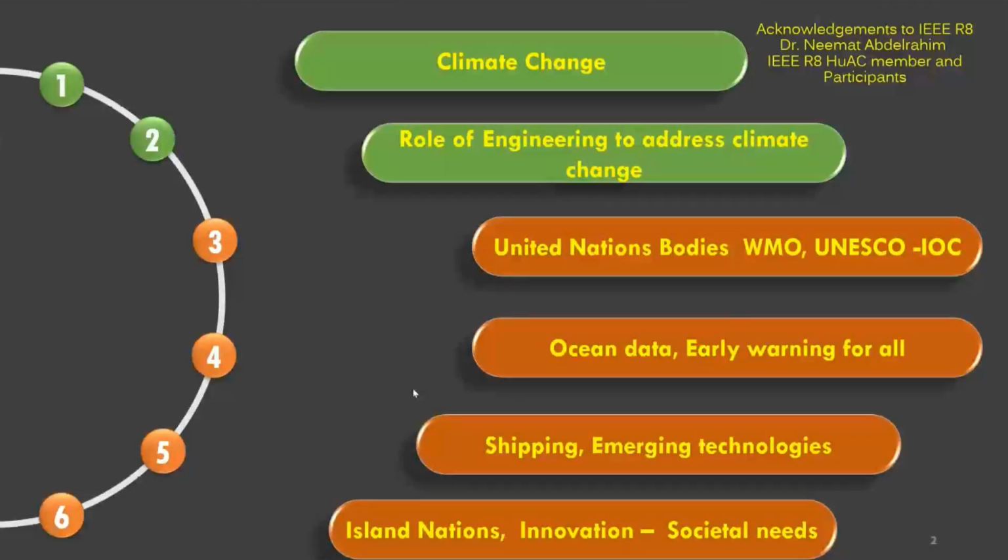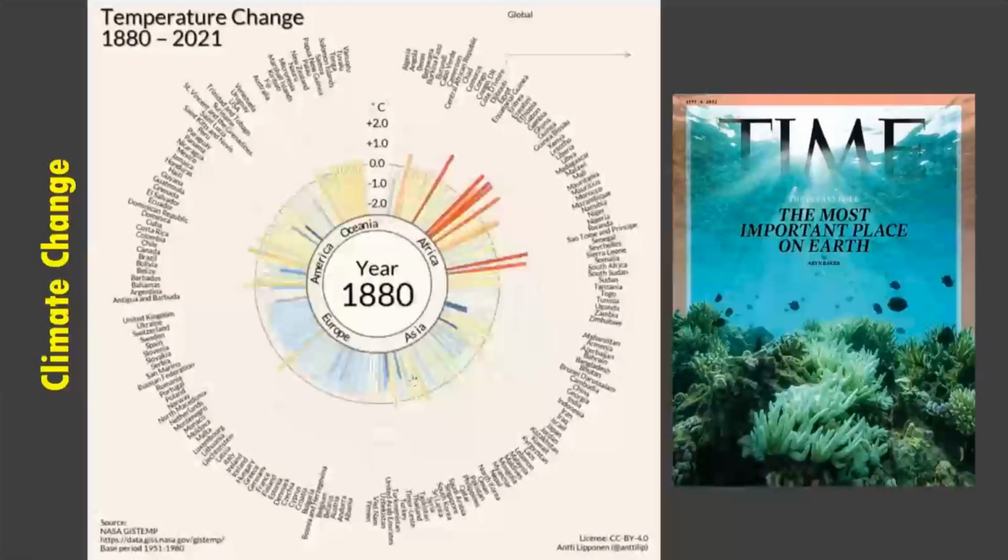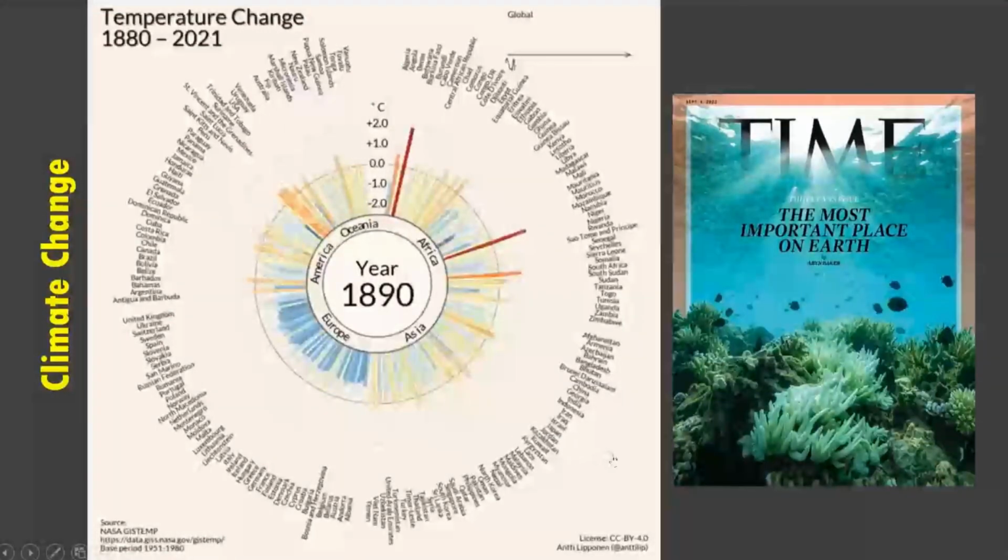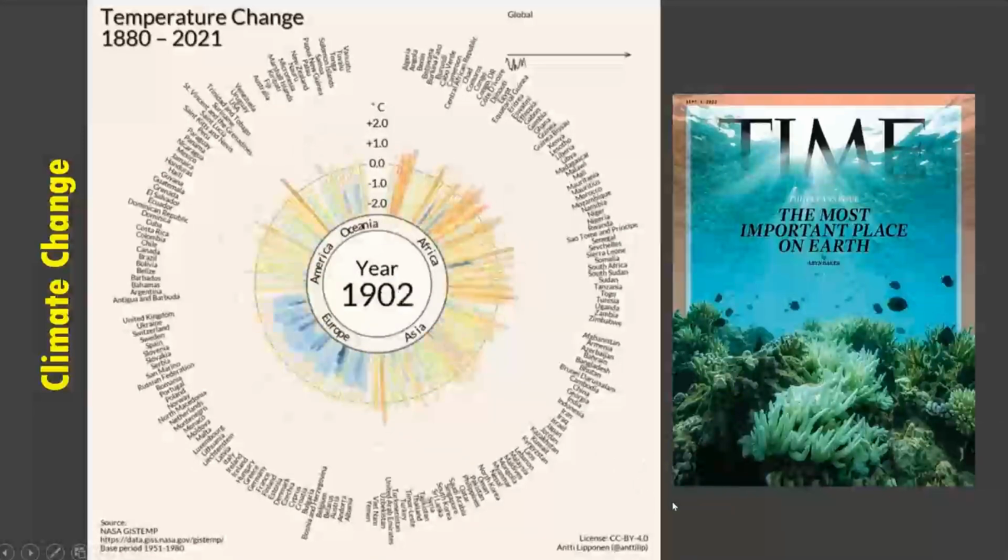So the outline of my talk is on climate change and the role engineers can play, in particular on the marine aspect, and what the UN bodies are doing, particularly WMO and UNESCO's Intergovernmental Oceanographic Commission, on the ocean-related aspects: ocean data, early warning, shipping and emerging technologies, and island nations and innovation for societal needs.